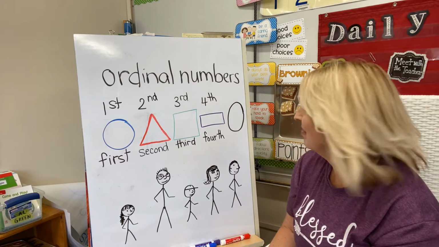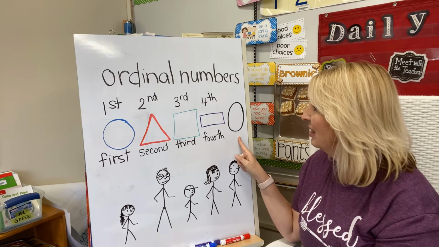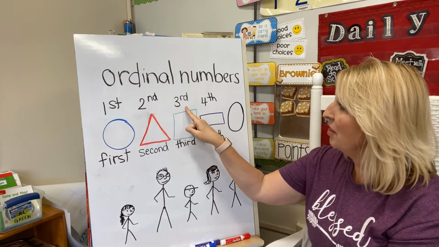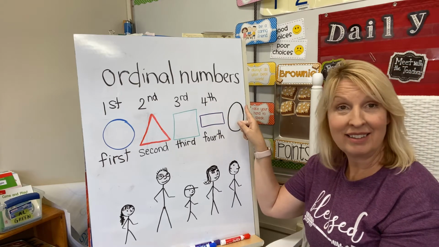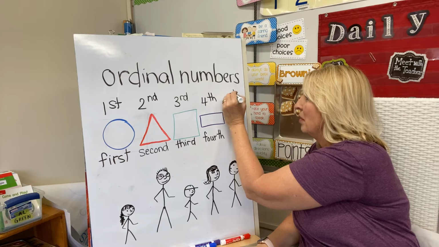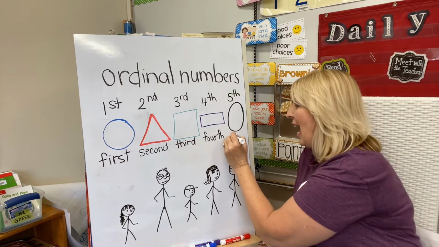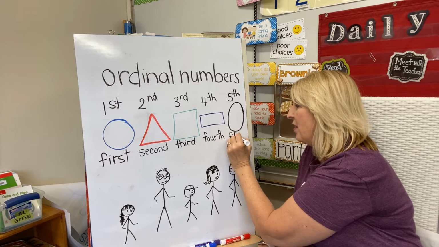And our last shape is an oval. First, second, third, fourth, fifth, with a number 5 and a TH for fifth. And we can write fifth.